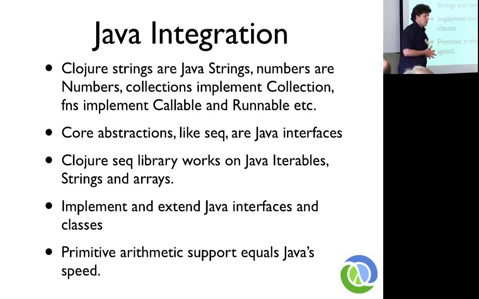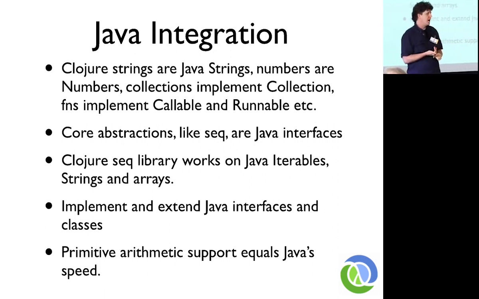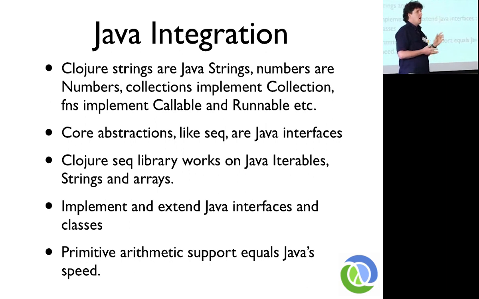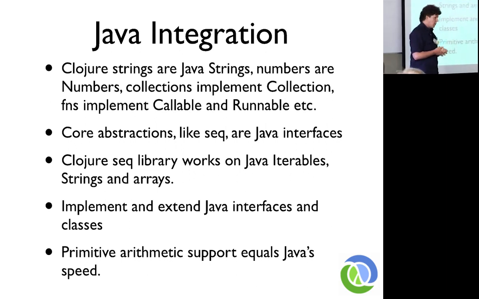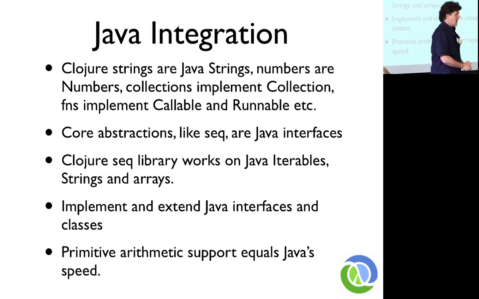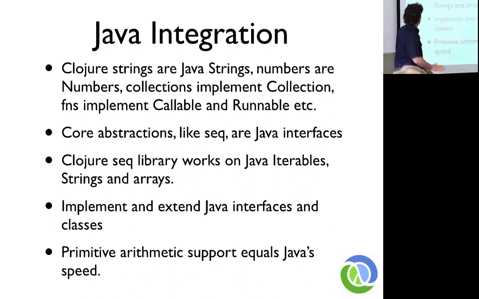The Java integration in Clojure is very good. There's a lot of unification. Clojure strings are Java strings. The numbers are the numbers. The collections all implement Collection. My functions and closures are Runnable and Callable. Pass them to executors. It all works perfectly well. Everything I've shown you, all the core abstractions have interfaces, so they're very easy to consume from Java. It's also easy to extend Clojure from Java or Clojure.